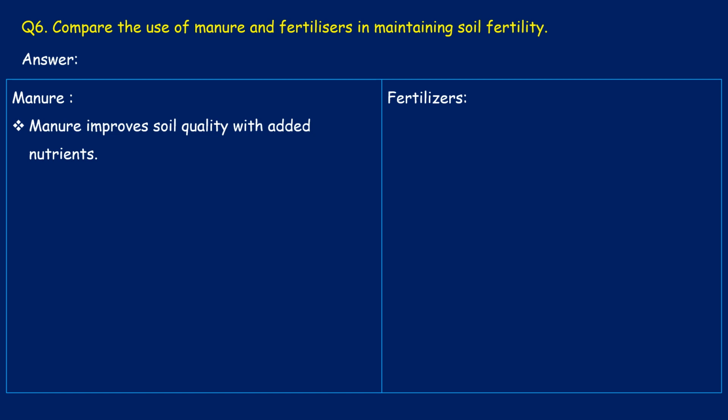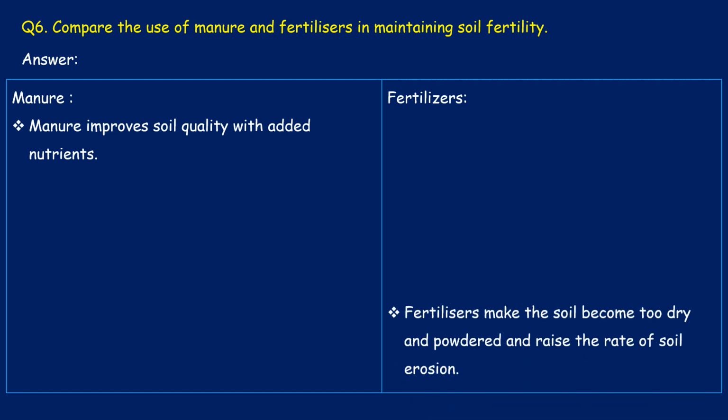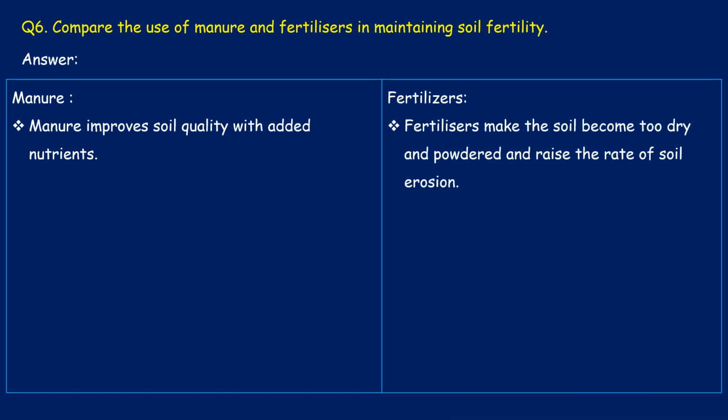We know that manure is nothing but decomposition of plant and animal waste and their excreta. Now fertilizers make the soil become too dry and powdered and raise the rate of soil erosion. So fertilizers are not good. Excess usage of fertilizers is not recommended because that makes soil very dry, a powder form, and they raise the rate of soil erosion. That means the top layer of the soil will be taken away.